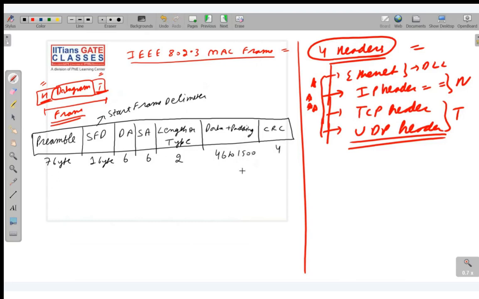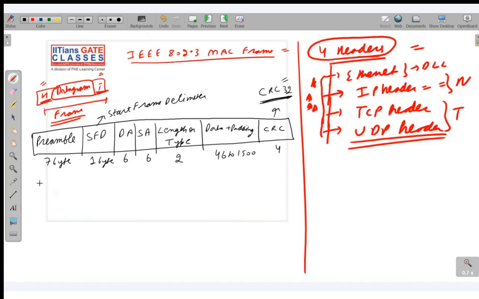CRC 4 byte. If you try to remember, I have told you CRC 32 is used in Ethernet, when I was teaching the CRC error detection technique. So here we are using it. 32 means 4 bytes, so this is a 4 byte CRC. So preamble, SFD, destination address, source address, length or type, data plus padding, and CRC. These are the fields. Okay.